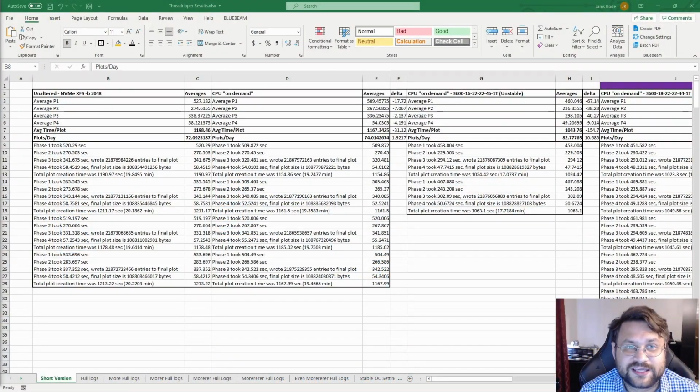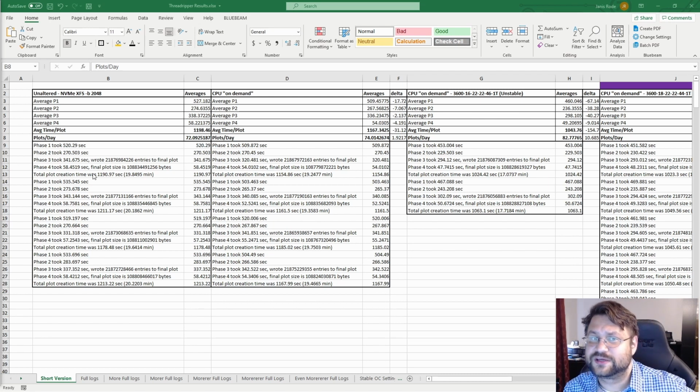So, off we go to the good old spreadsheet. I started out with a nice baseline without any kind of overclocking, and I believe the default for the RAM is 2,666 megahertz, and it's not that bad. Let's see if we can improve that.